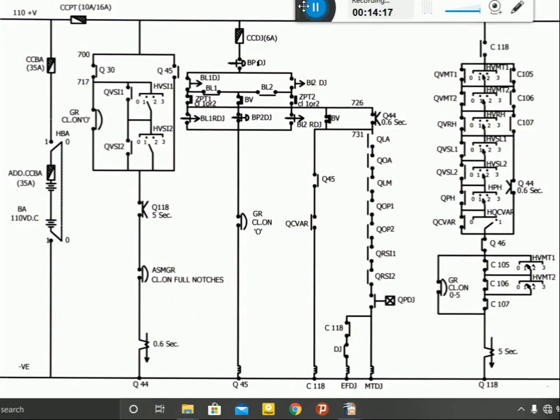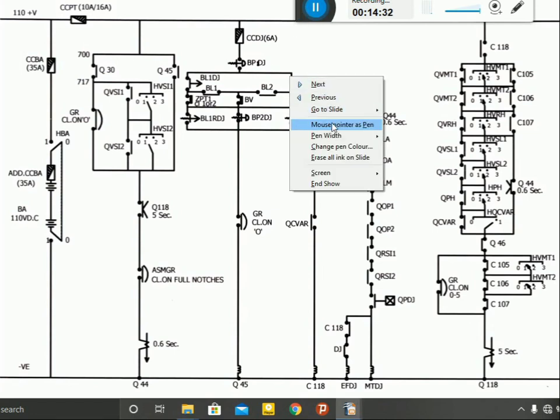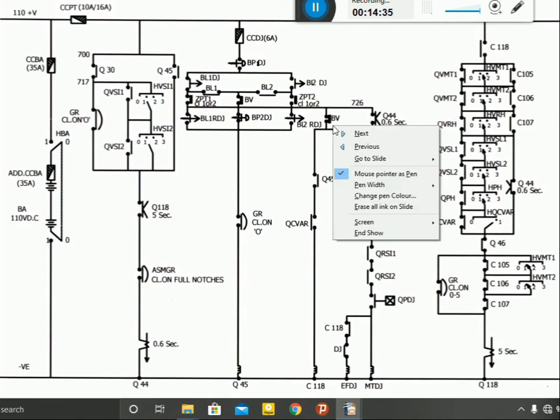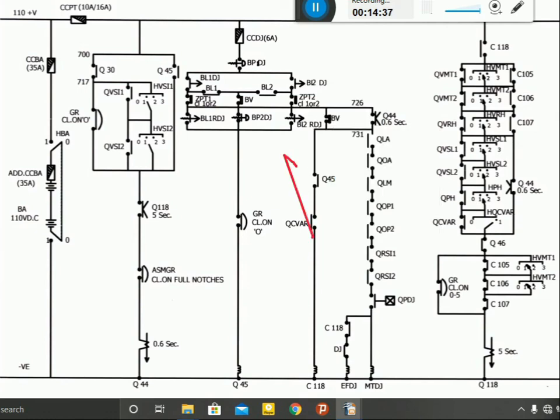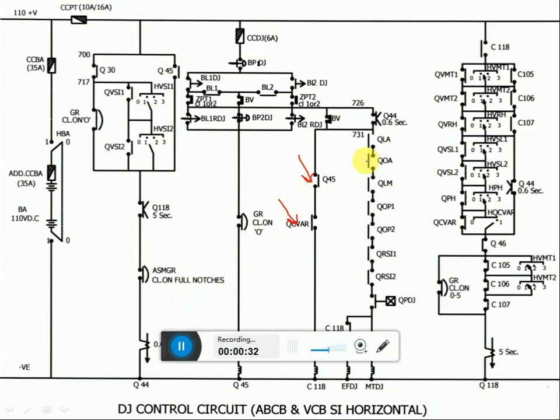Here you can see the DJ control circuit. Suppose battery voltage is there, Q1 energizing, Q45 energizing, Q44 energizing, but C1 is not closing, we will experience ICDC. So if C1 is not closing, we have to clean the interlocks of QCVR on C1 branch, clean the interlocks of Q45, and clean the interlocks of Q44 on C1 branch and try.